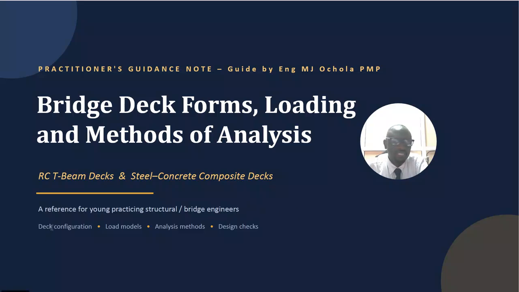So look at the deck configurations, look at the load models, analysis method, and the design. So the issue of carriageway, the notional lane, there is also volume 7 of the road design manual. Volume 7 also talks about the bridge width, the notional lane, the carriageway, and then volume 4 of the bridge and road design manual. Try to look at it. It also has something.